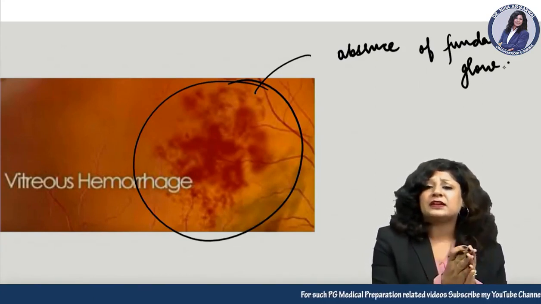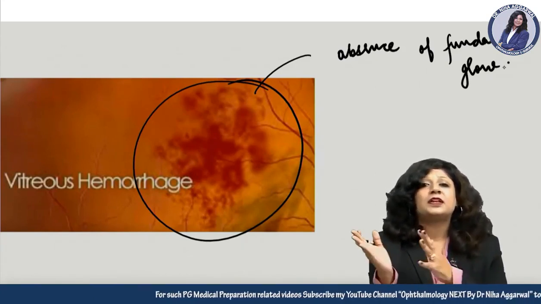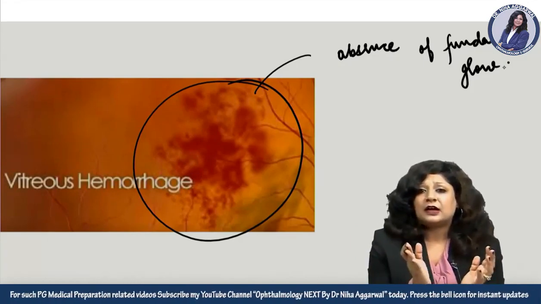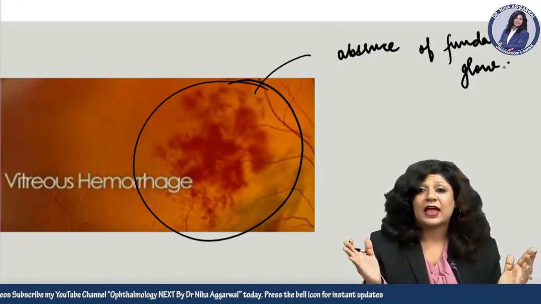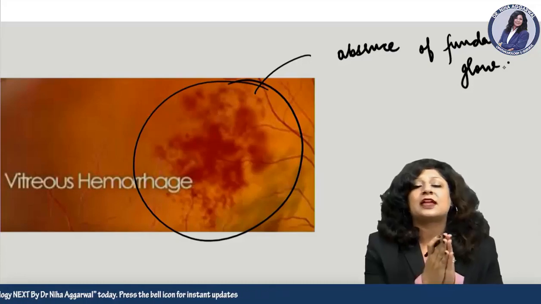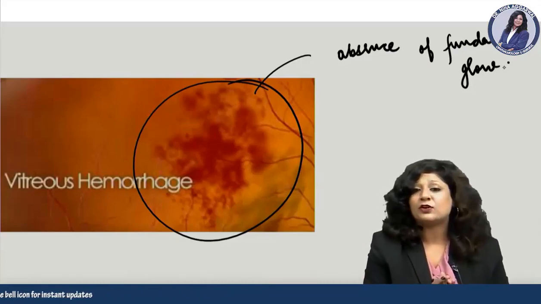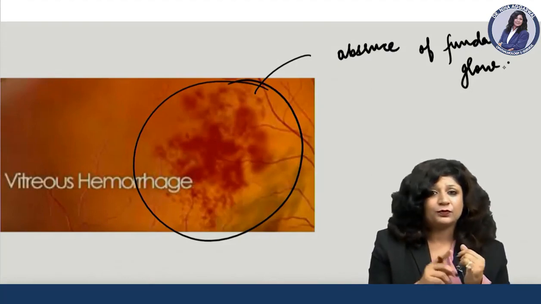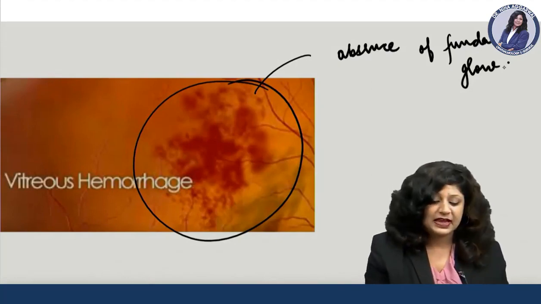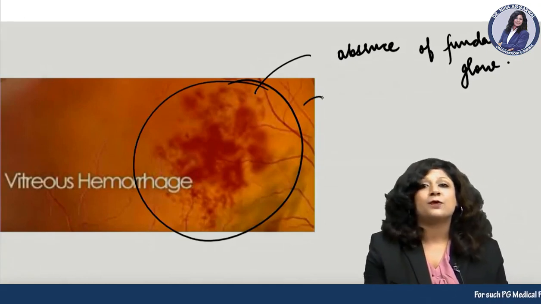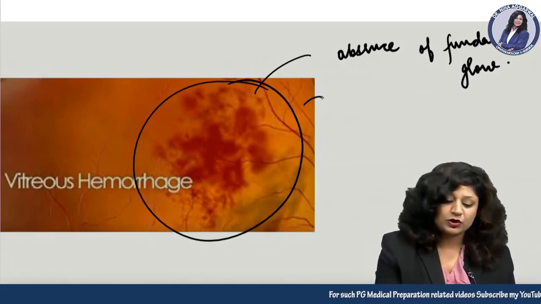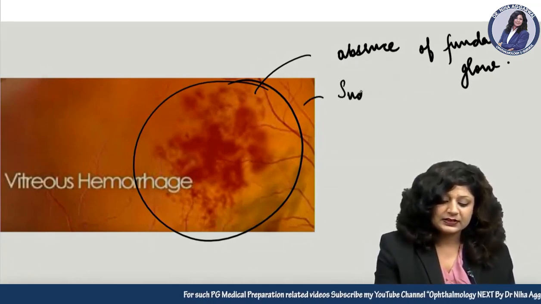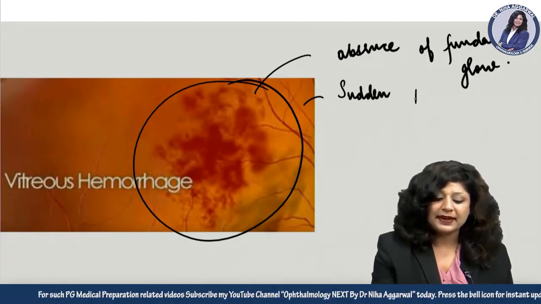Because whenever you get the visual questions, the theory is also given along with it, and you have to coordinate the two things in order to reach the final answer. They will not give you the spot diagnosis. So absence of the fundal glow is one thing that goes in favor of vitreous hemorrhage. Secondly, the type of vision loss. The type of vision loss that you get here is the sudden painless loss of vision.